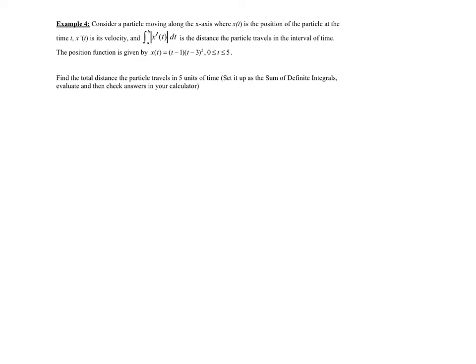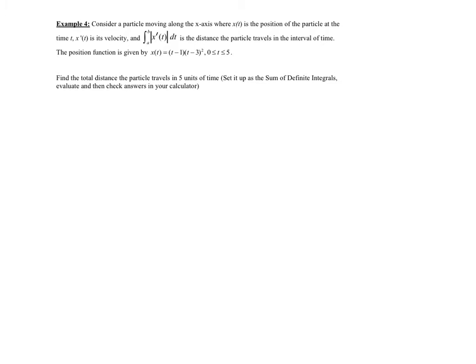Because we don't just want how far this particle ended from where it began. Keep reading here. It says here's our position function from t equals 0 to 5. Find the total distance it traveled in the 5 units of time. Okay? Now we're going to need to set this up as multiple integrals because we want total distance, not displacement. Okay? So, how would we figure out how to set this up?